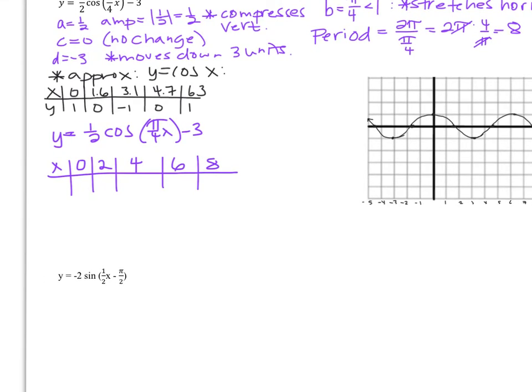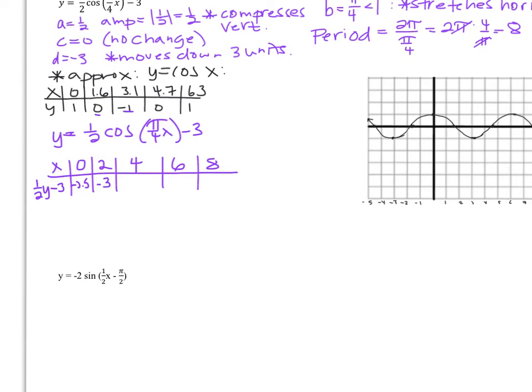For the output values, the y's, whatever a is, we're going to multiply that by y first. And then the d is -3, so we're going to subtract 3 from that answer. At 1, 1/2 times 1 is 1/2, minus 3 is -2.5. Hope I can get that to fit in there. There we go. When y is 0, 1/2 times 0 just stays 0, minus 3 is -3. That'll be easy to plot.